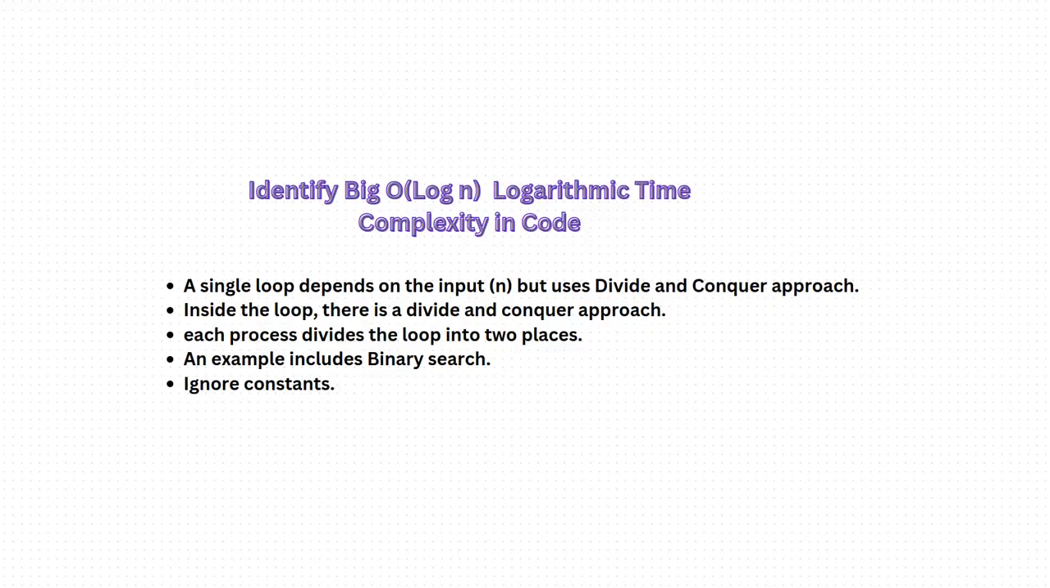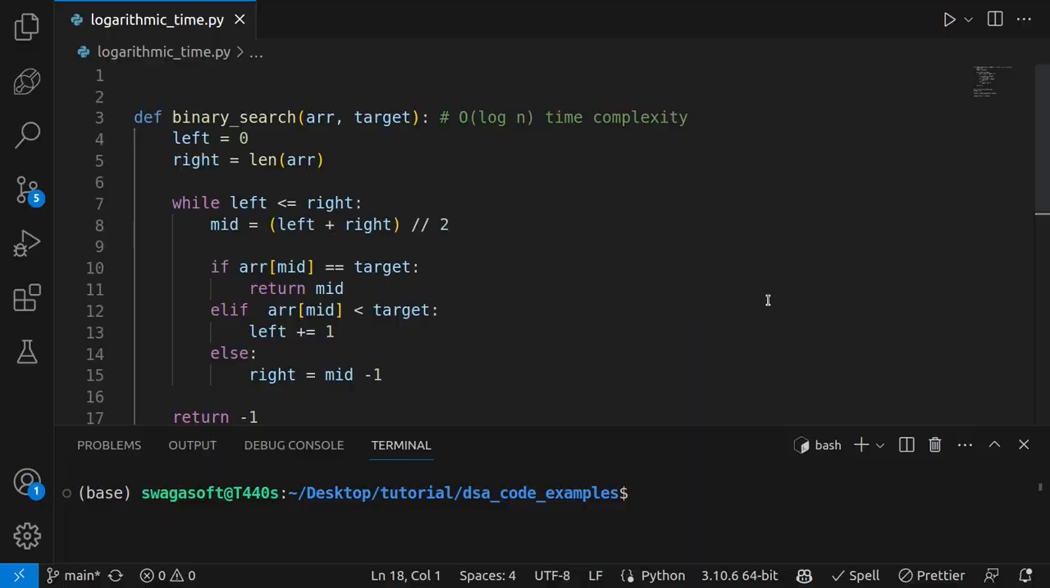The next big O notation we want to talk about is the big O of log n, which is the logarithmic time complexity. What are the criteria we'll see? Now, let us take them. The first criteria is a single loop that depends on the input size, yes, but uses a divide and conquer approach. All right, so let us go to the VS Code.